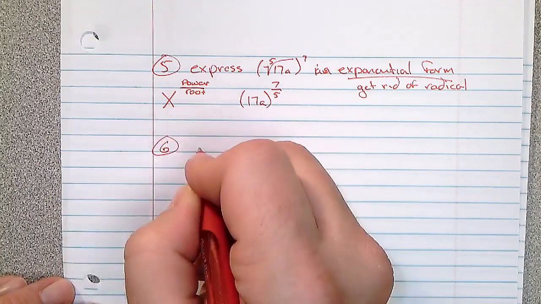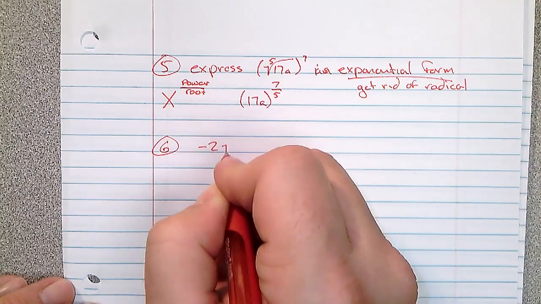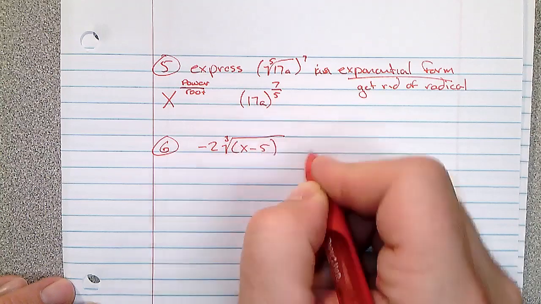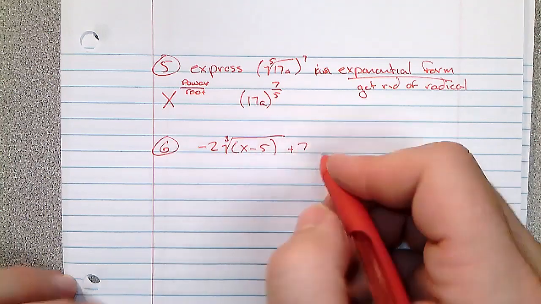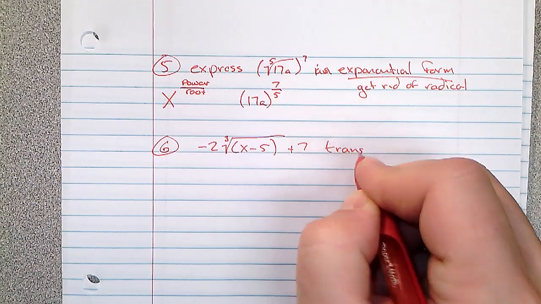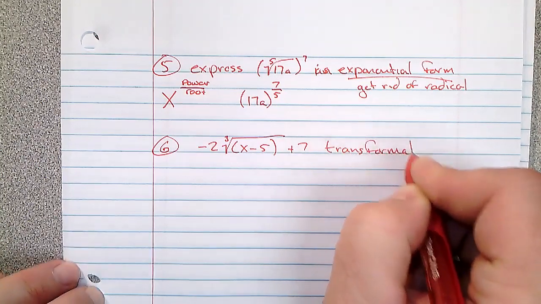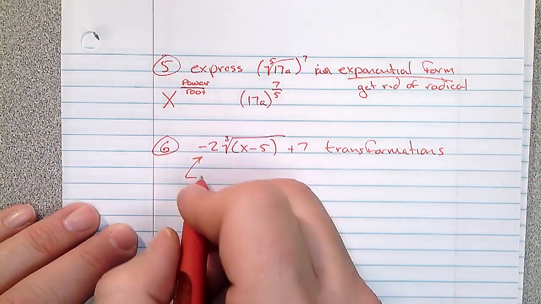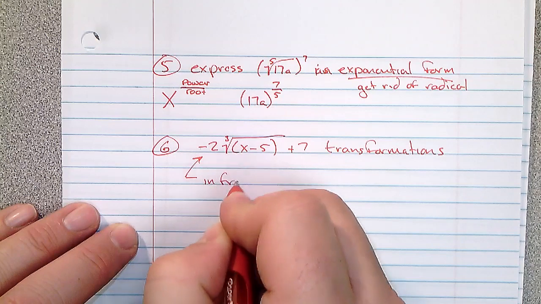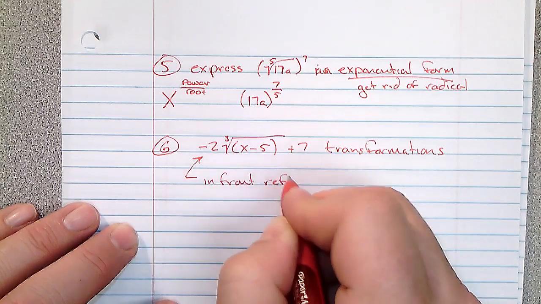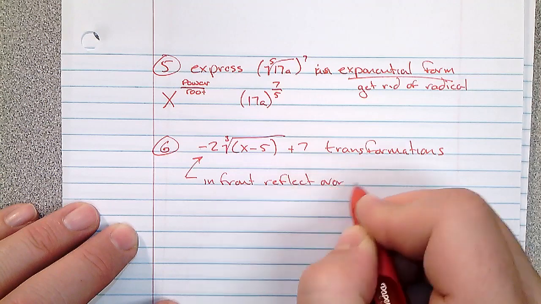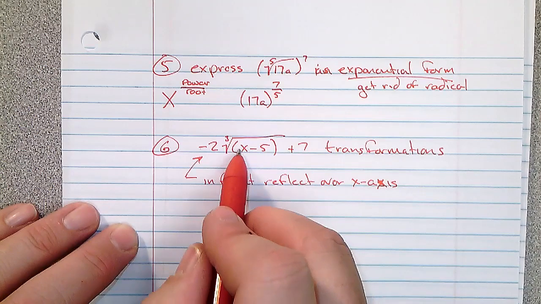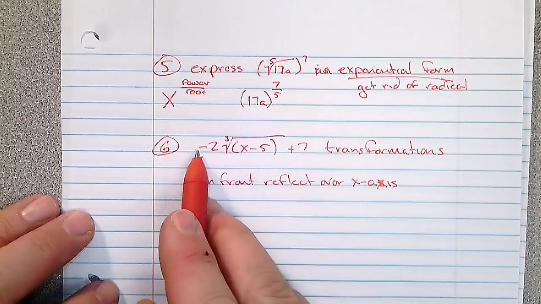Number 6, we have negative 2 cube root of x minus 5 plus 7, and it's asking us about transformations. So this negative out in front, let's reflect over the x-axis. Inside, it'd be reflect over the y. Outside, reflect over the x.